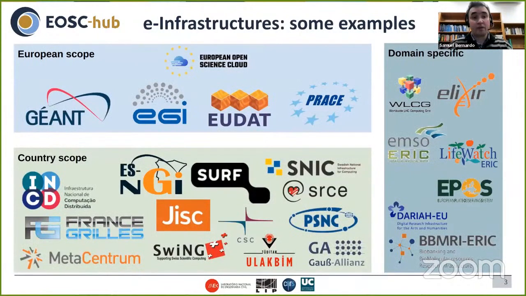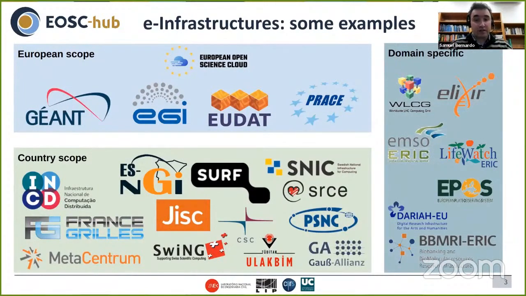Well, how can we group all these infrastructures? We can think of them in the European scope, covered by international projects, and also in the country scope. So what are these internationally wide infrastructures? We have GÉANT, EGI, EUDAT and PRACE. Each one is scoped to a specific task.